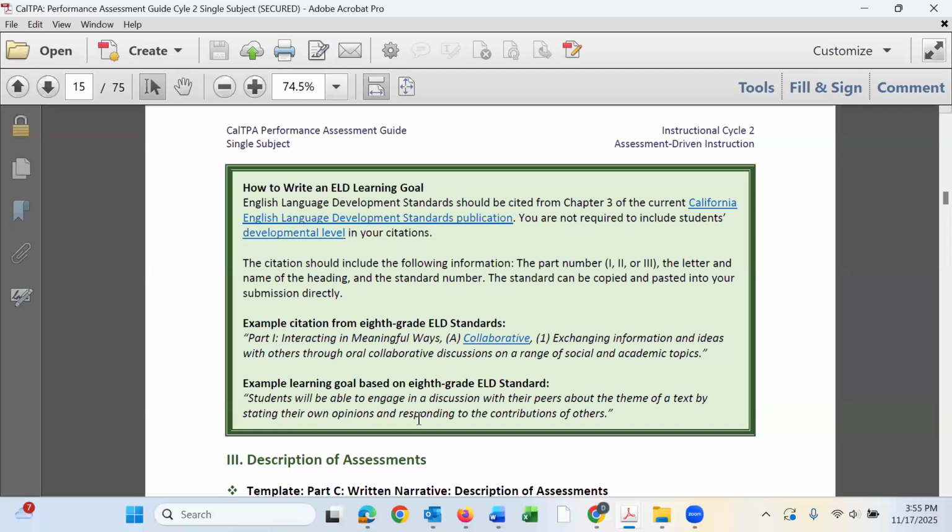Once you start doing it and you're writing learning goals for every lesson, maybe a couple different learning goals for each lesson, you'll get very skilled at it, very practiced, and it will become second nature to you.